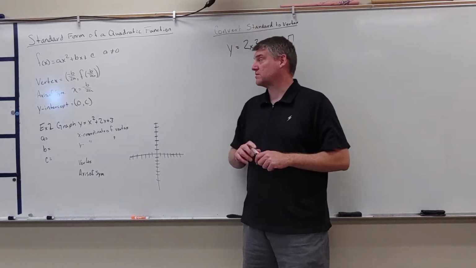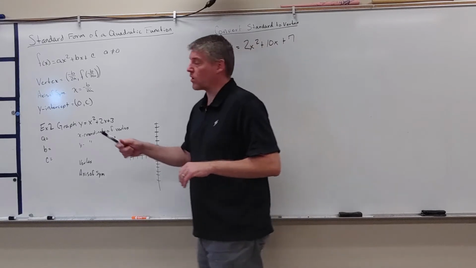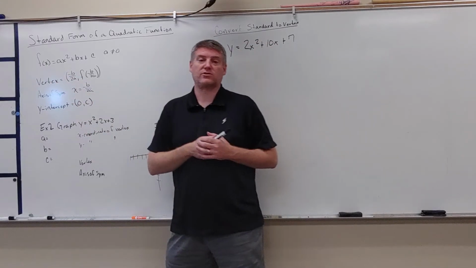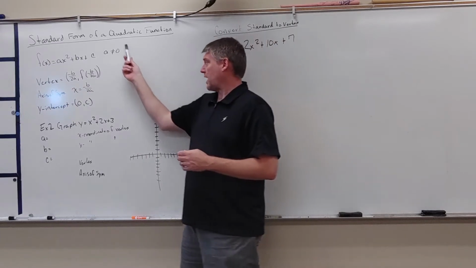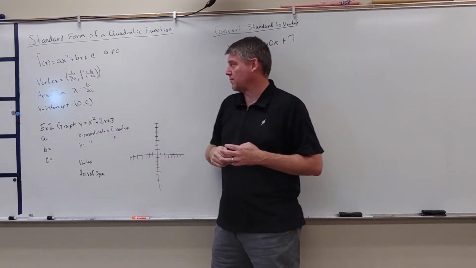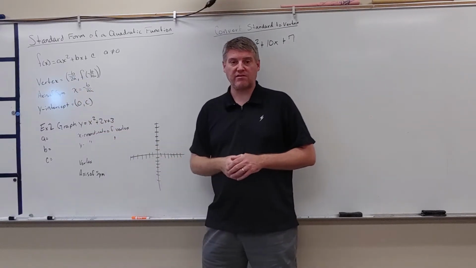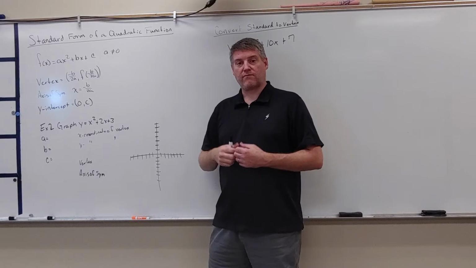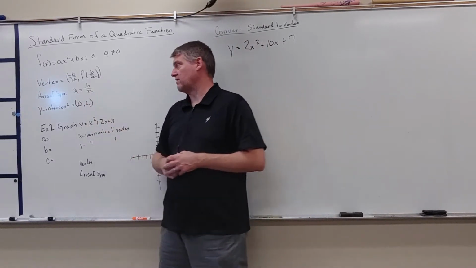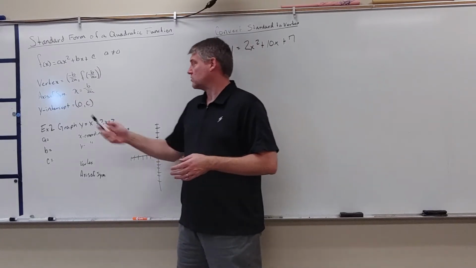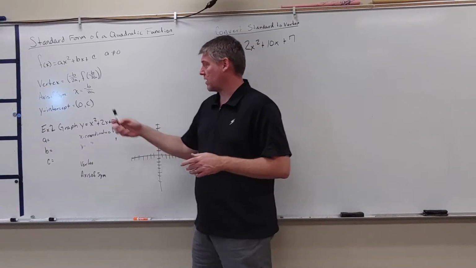All right, we're going to talk about standard form of a quadratic function. So standard form is f of x equals ax squared plus bx plus c, where a, b, and c are real numbers and a does not equal 0. Our vertex is going to be negative b over 2a for our x coordinate, and our y coordinate is just plugging that in. So it's f of negative b over 2a. So there's my vertex: negative b over 2a, comma, f of negative b over 2a.